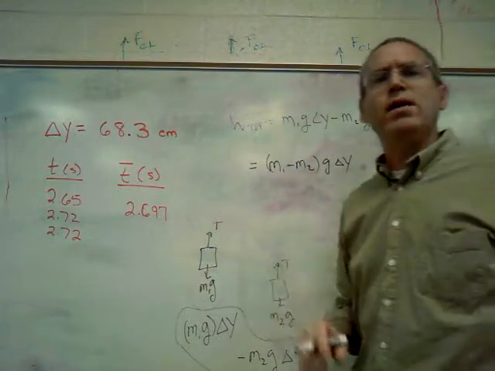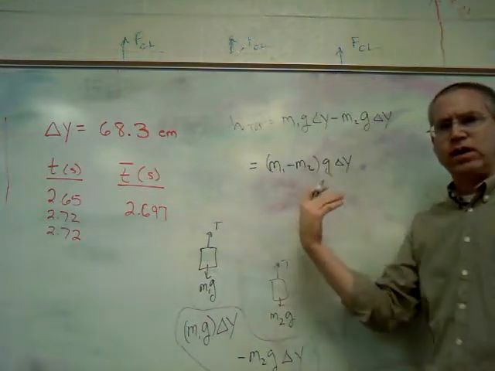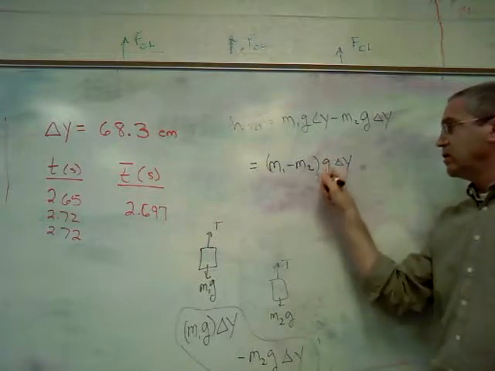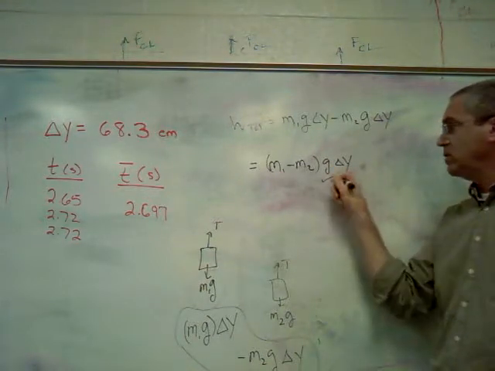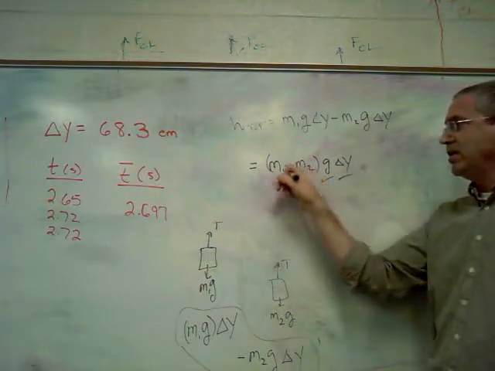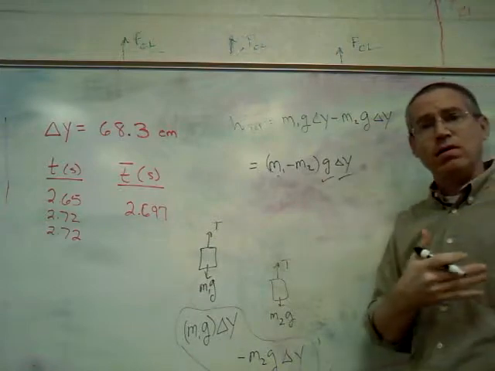Now that's a little bit more math than you really need to know, but for some of you, it's the justification for what I'm doing here. Acceleration due to gravity is close enough to the same for both of them. Delta Y is the same for both of them. What I care about is basically the difference in the mass, which was 10 grams.